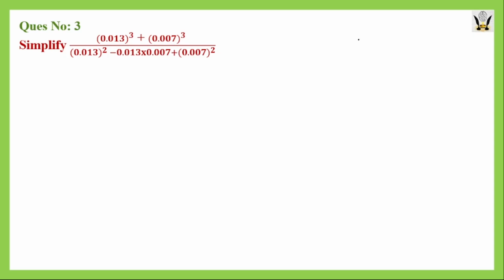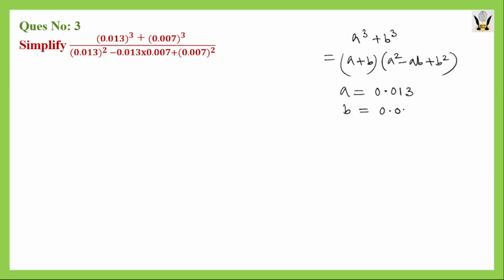Now what we can see in the numerator is the format a cube plus b cube, and we know that identity is (a plus b) multiplied by (a square minus ab plus b square). Now if we assume that a is equal to 0.013 and b is equal to 0.007, then in the given expression, this will be a cube, plus this will be b cube, divided by a square minus ab plus b square.